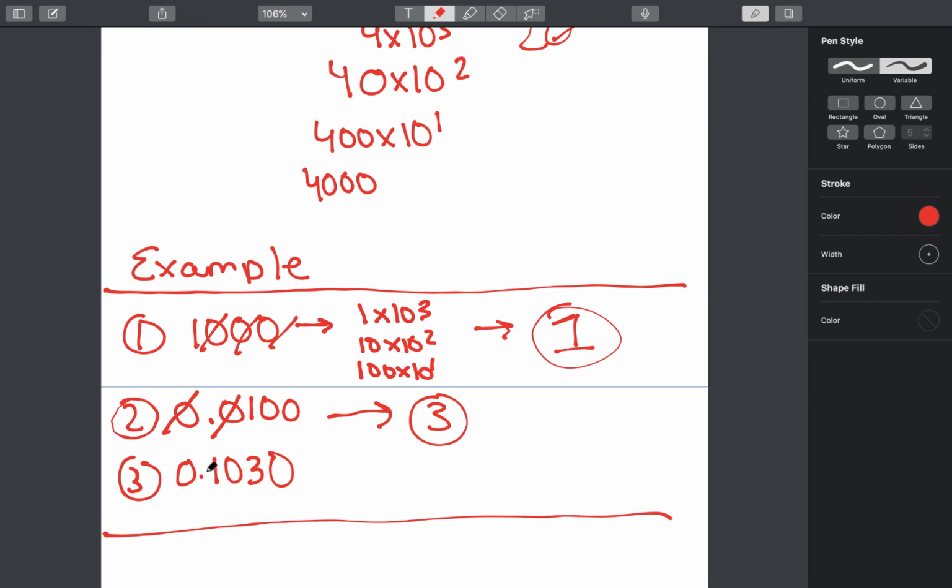Now lastly, remember, start counting at the first non-zero integer, so cancel this out. That gives us 1, 2, 3, 4.